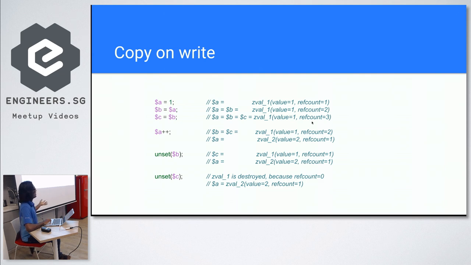This is done so they don't have to copy these zvals every time. Because if you're not writing to this, why would you want to have another variable stored, right? Because everything is passed by value. If they had to do this, PHP wouldn't be a programming language. It would be just a thing that copies variables everywhere.